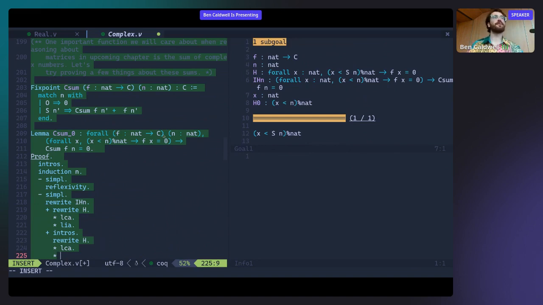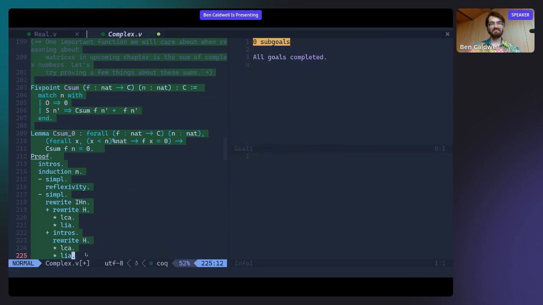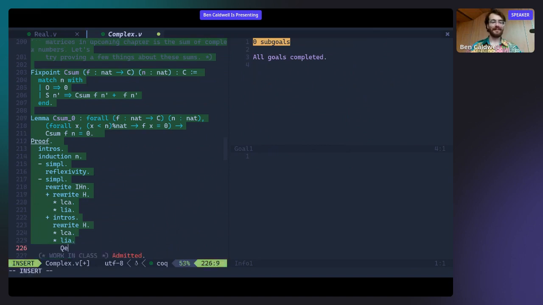The theme is going to continue to be automation, right? So LIA will work here, and it takes a couple of steps to see why. But in particular, this x is less than n. And then it can figure out n is less than Sn. But LIA just lets us at least try it. It's the first thing we can try. And then if it doesn't work, maybe we have to go back to the drawing board.